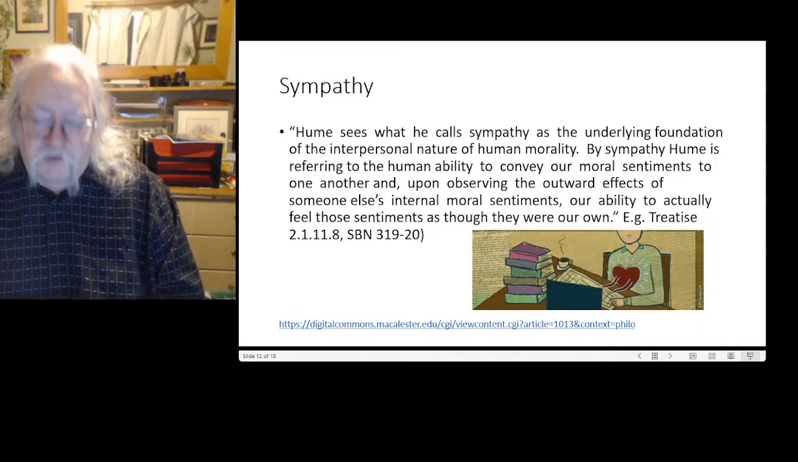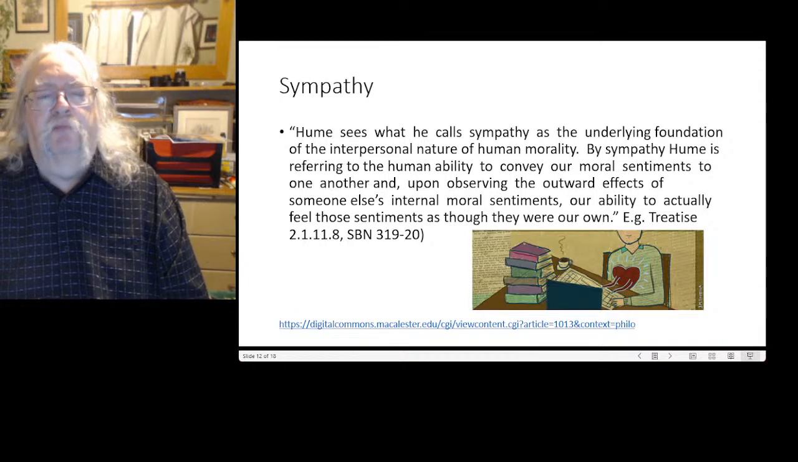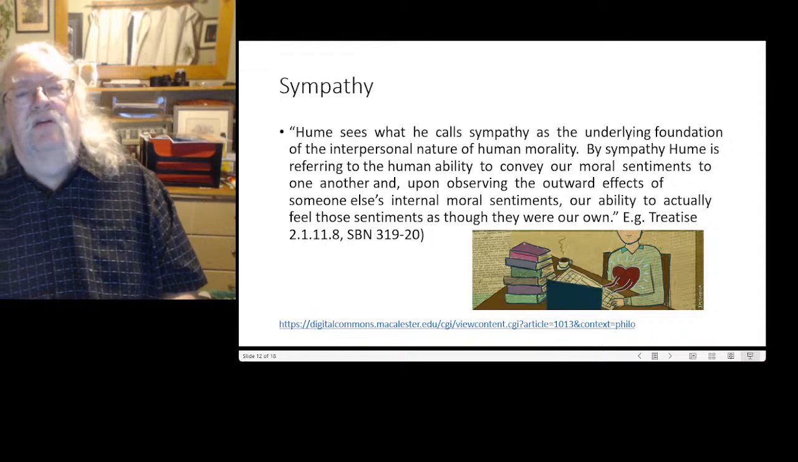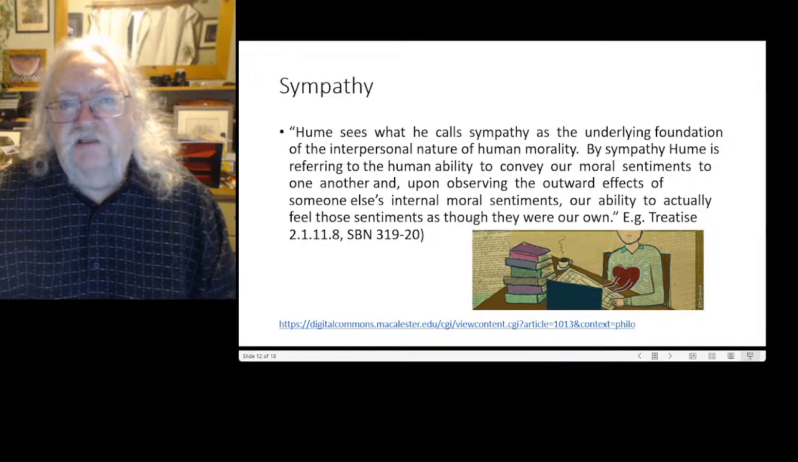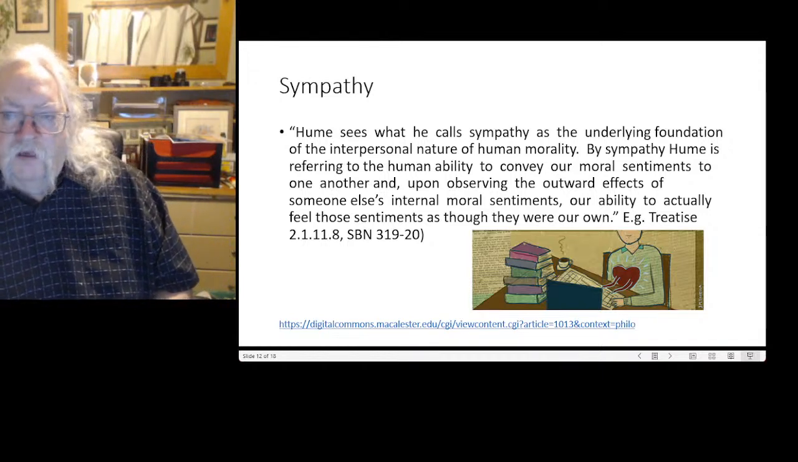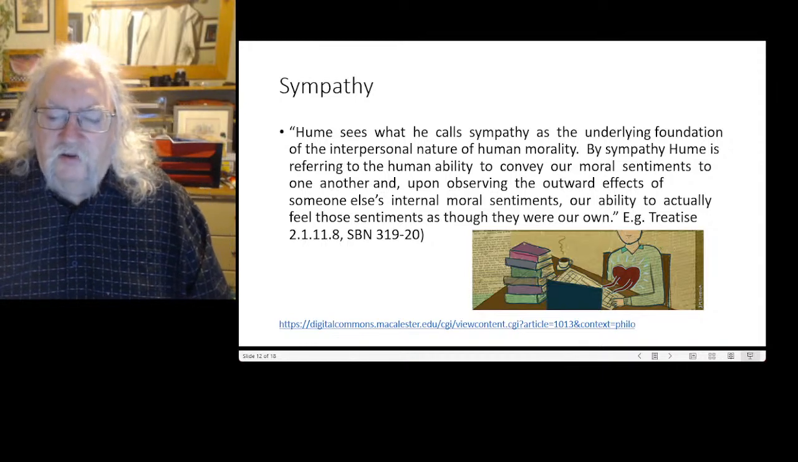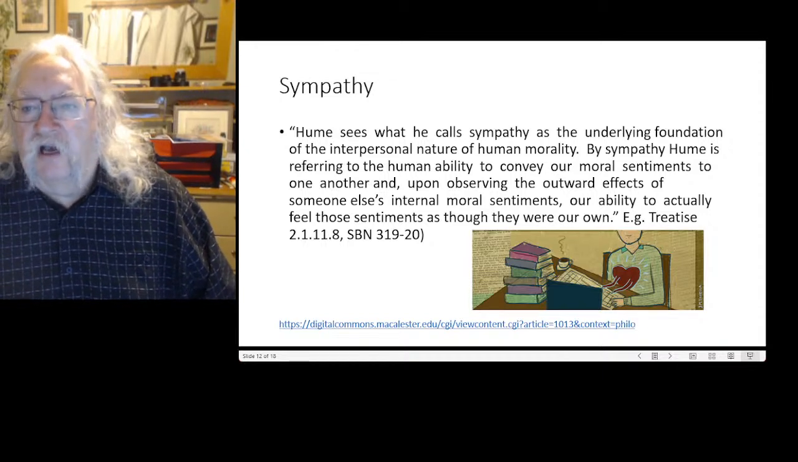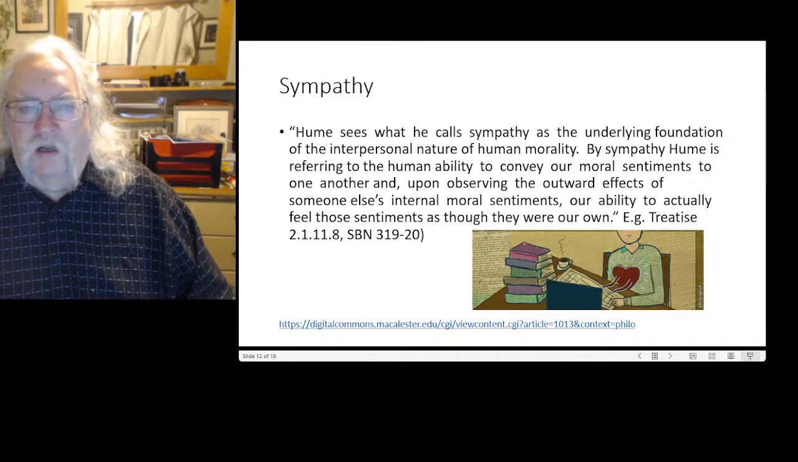So sympathy. Again, when we talk about sympathy, we're probably talking more about an explanation for the feelings that we have, as opposed to a justification or argument as to why we should have them. So Hume, and here we're quoting the article we've been quoting all along, sees what he calls sympathy as the underlying foundation of the interpersonal nature of human morality.